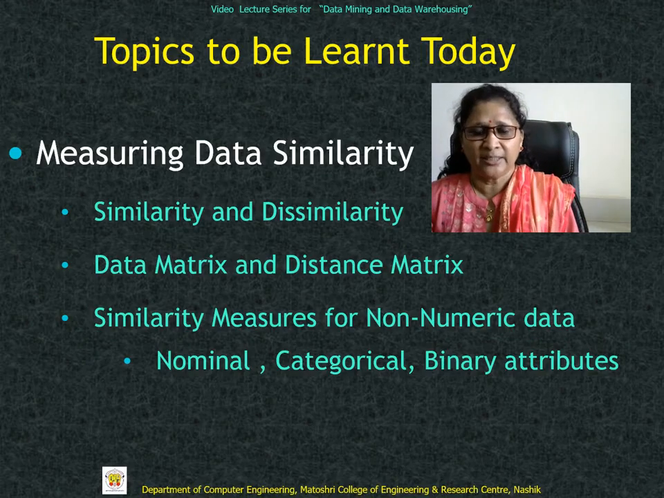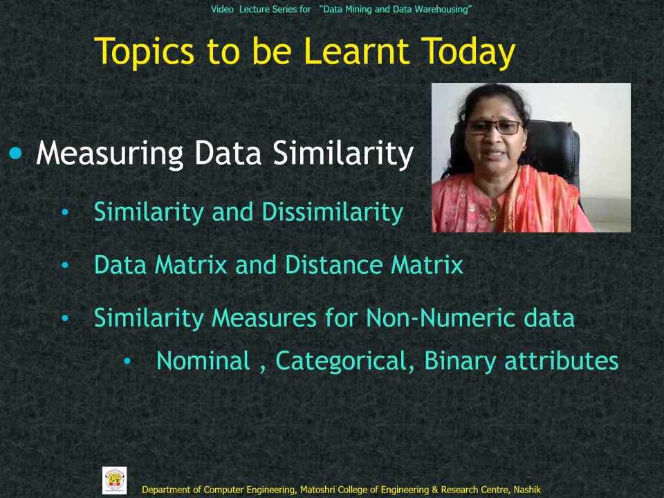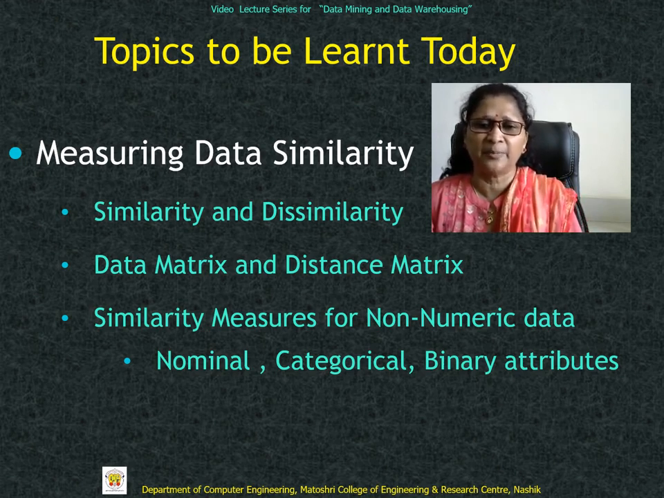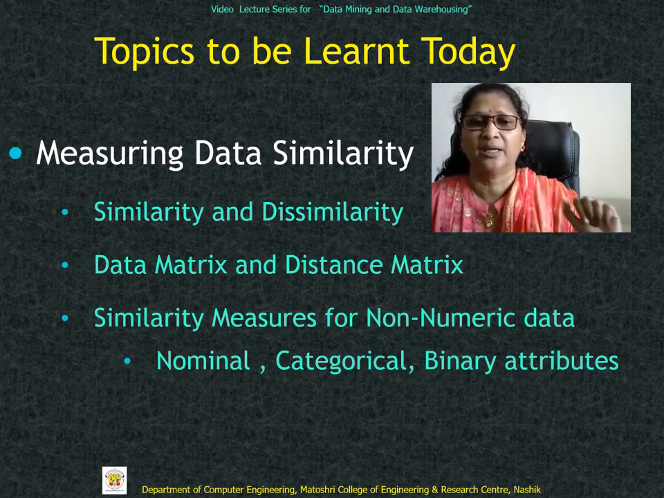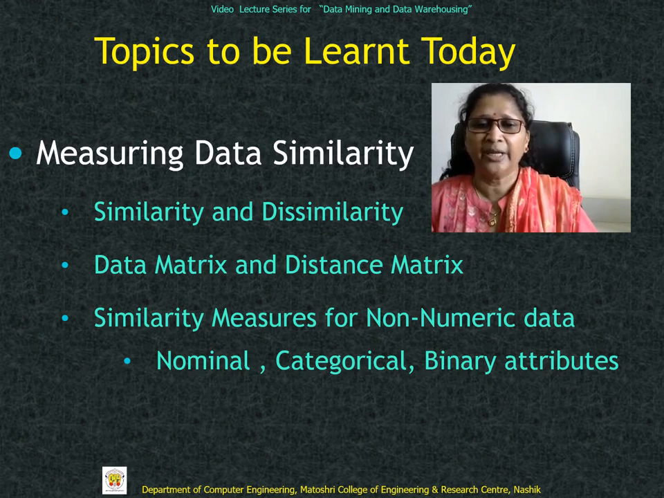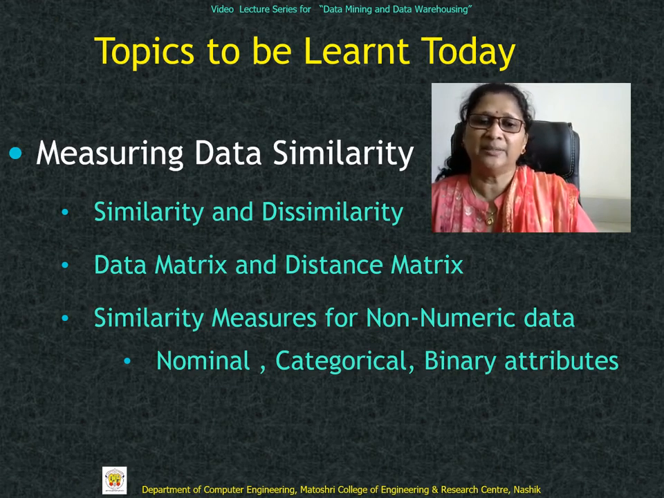For today's lecture, we shall be learning the basic concepts of what similarity and dissimilarity are, and the data structures which are used for data similarity. Two of them: data matrix and distance matrix. Mainly the data matrix is a representation, and the distance matrix is a matrix where we represent the distance between objects, which is nothing but dissimilarity. And we shall learn how to compute dissimilarity for one of the non-numeric data types, which is nominal.